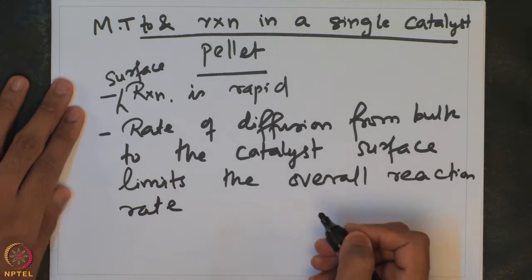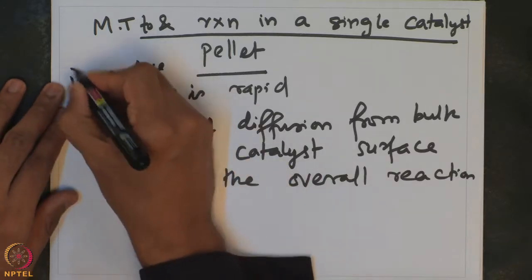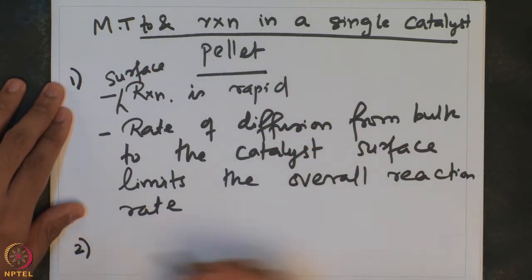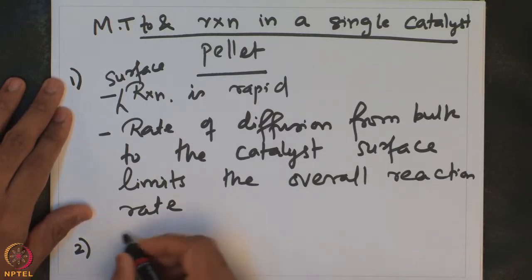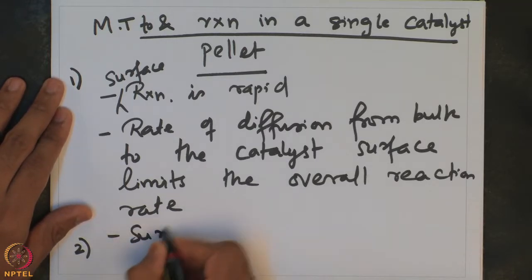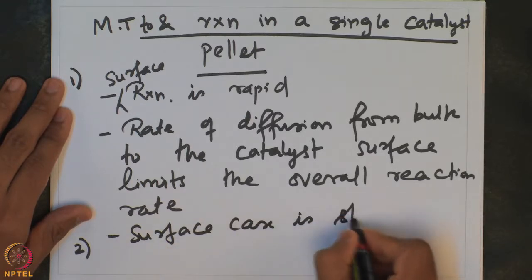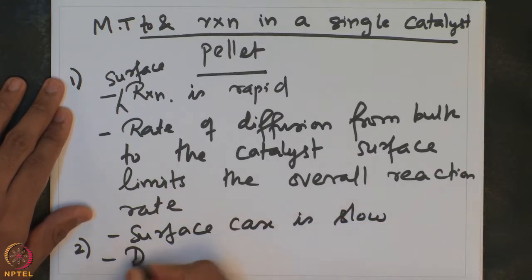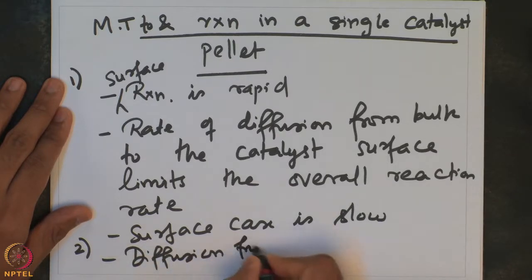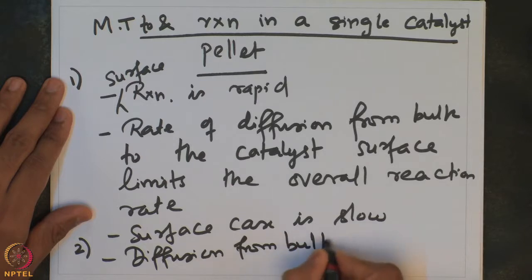So, this will be the first case we will look at, and in the second case we will consider the case where the surface reaction is slow and the diffusion from bulk is relatively faster.